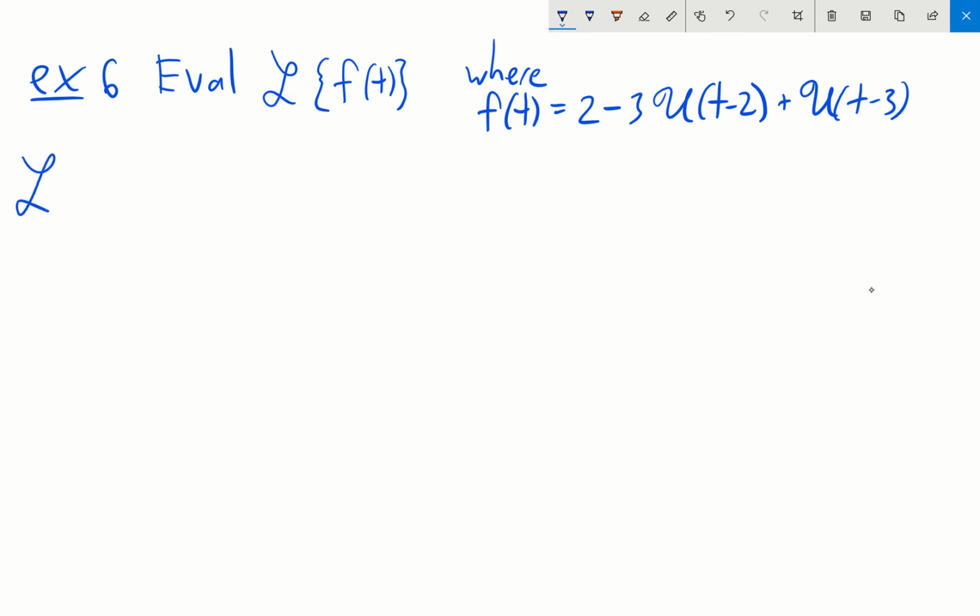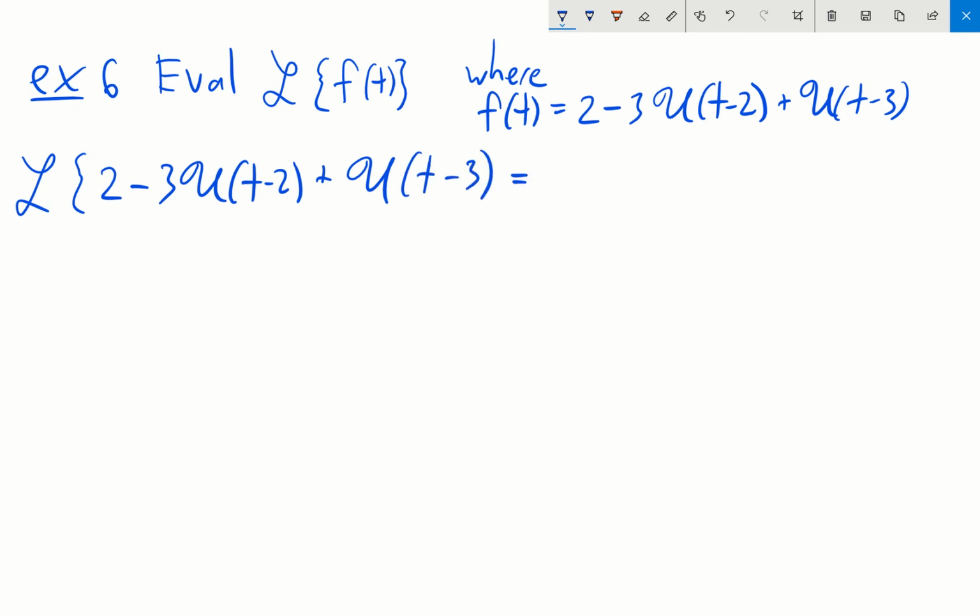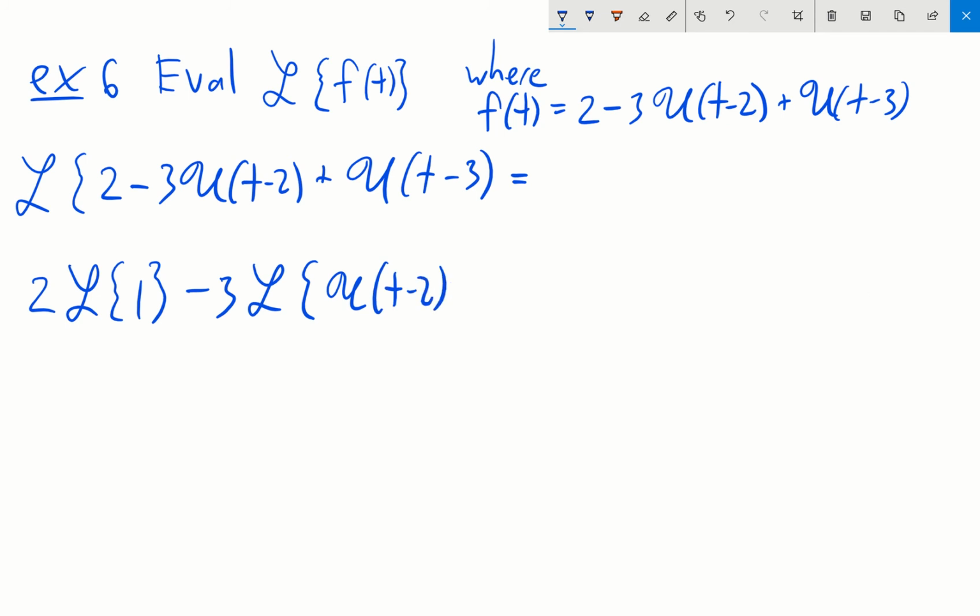So here we're trying to find the Laplace transform of 2 minus 3 u of t minus 2 plus u of t minus 3. We know that the Laplace transform is linear, so we can split this apart. This is going to be equal to the Laplace transform of 1 times the constant 2 minus 3 times the Laplace transform of u of t minus 2 plus the Laplace transform of u of t minus 3.